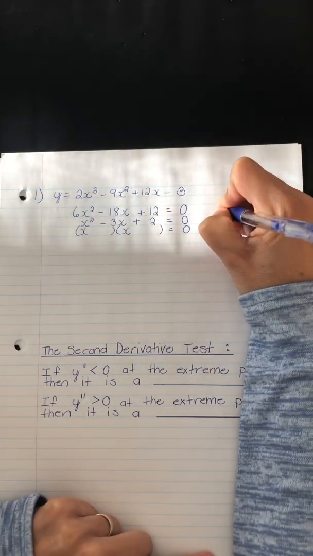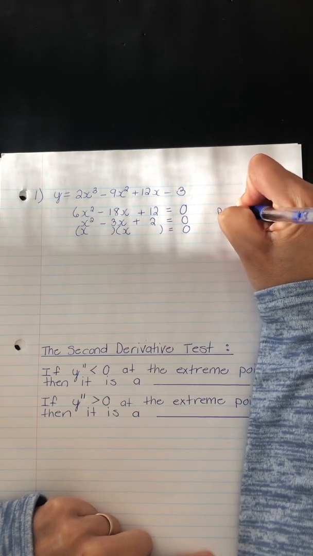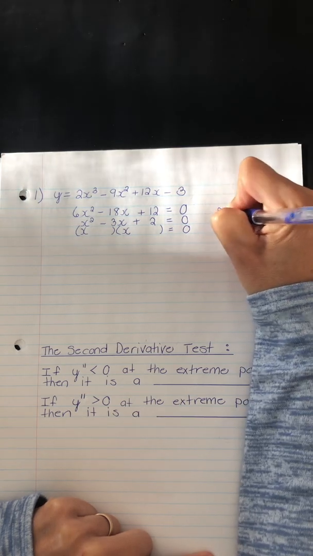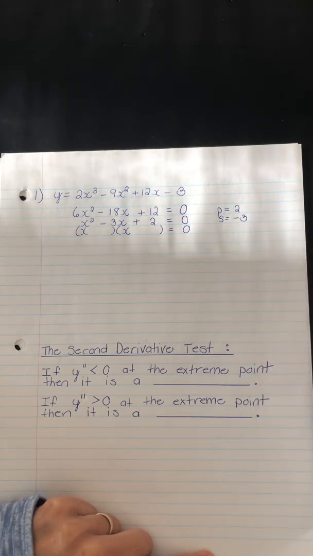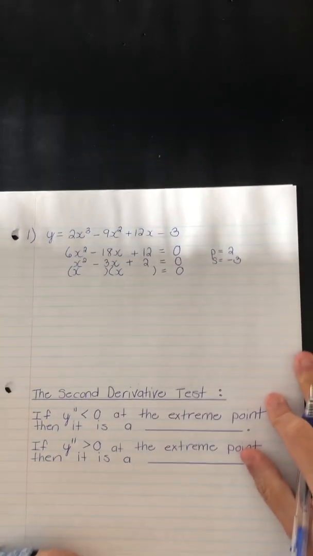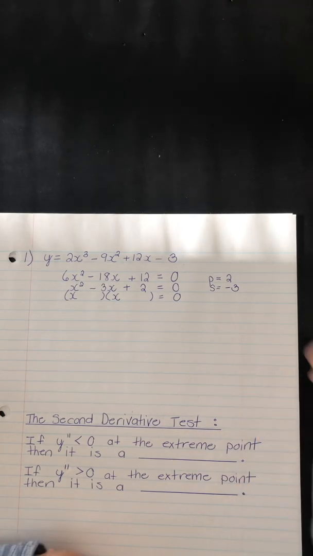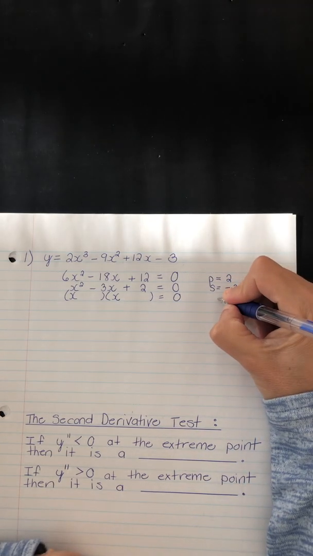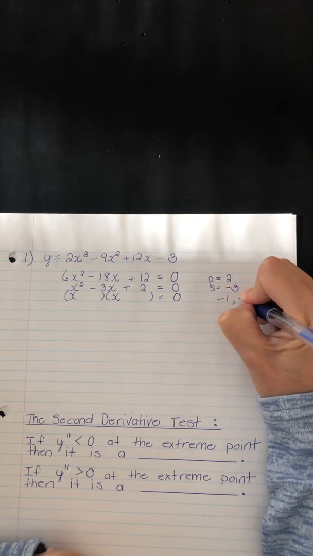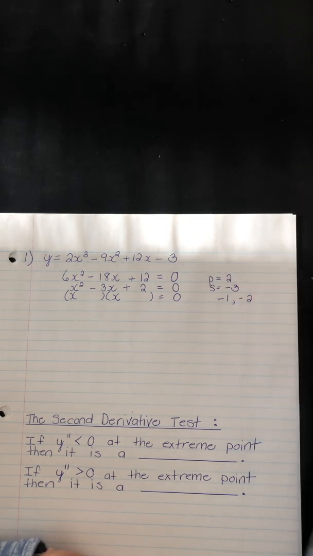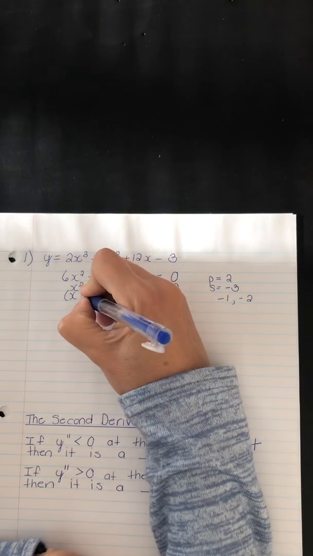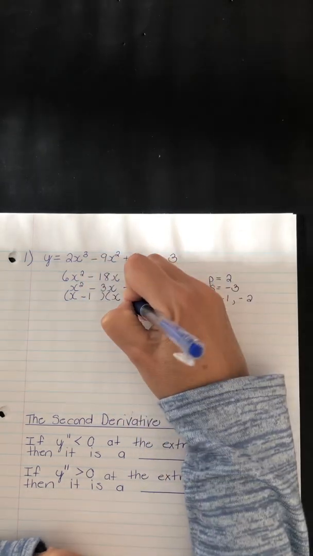So we say the product of the numbers should be 2. The sum of the numbers should be negative 3. And so what numbers will satisfy these conditions? The numbers are negative 1 and negative 2. They multiply to give you 2 and add to give you negative 3. So those are the numbers that go in here.